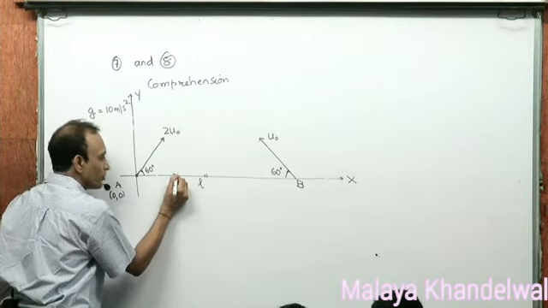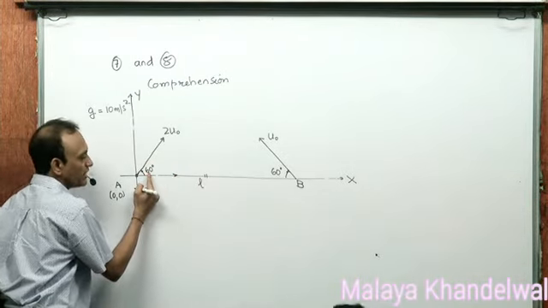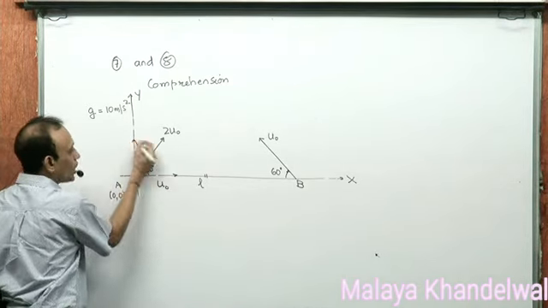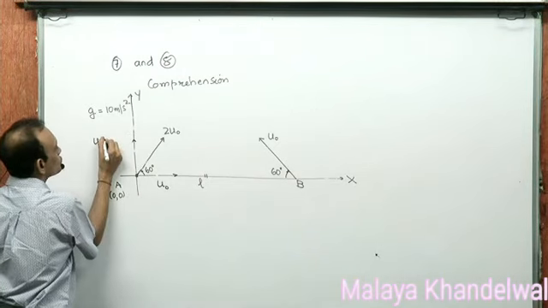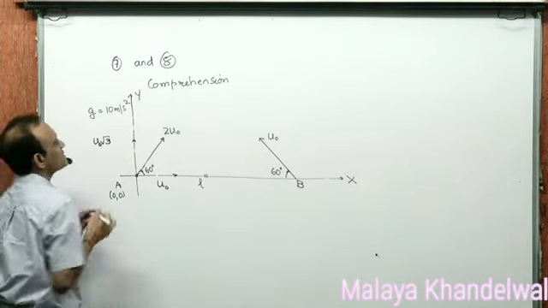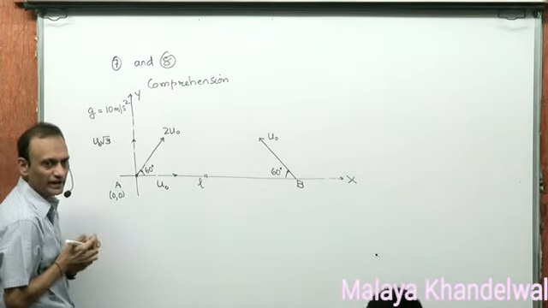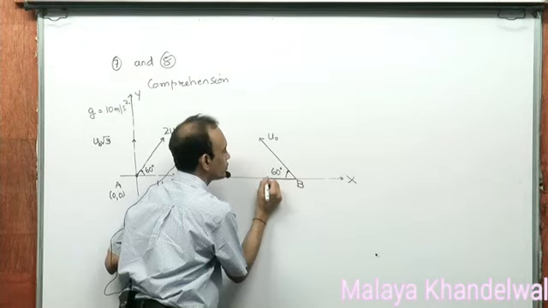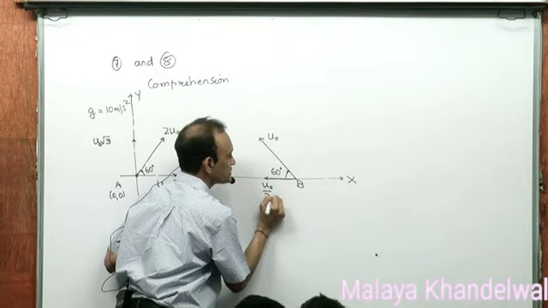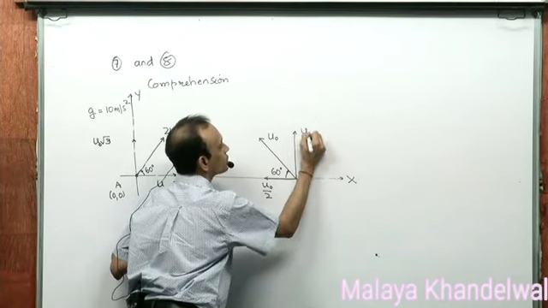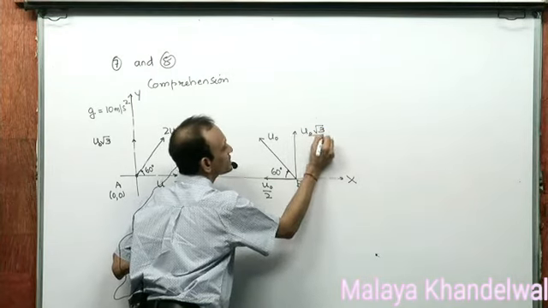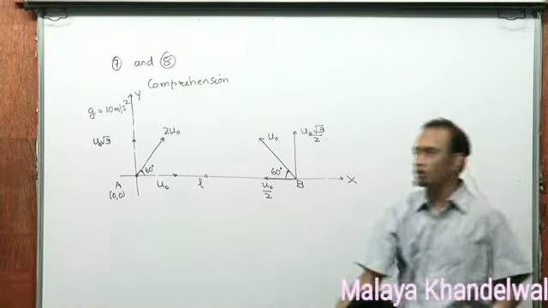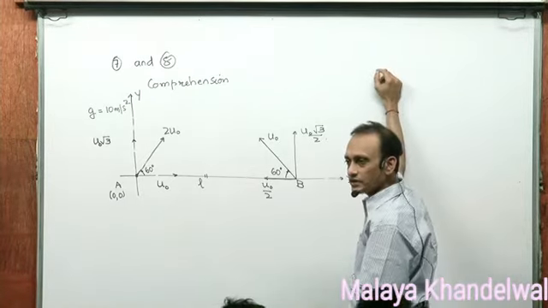So first of all, I can resolve the velocity of A as 2u cos 60 degrees, which is u naught, and 2u naught sine 60 degrees, which is u naught root 3. That's the velocity components of A along the x and the y directions, right? For B, it's u naught cos 60 degrees and u naught root 3 by 2. Yes or no? Resolving their velocities along the x and the y directions.